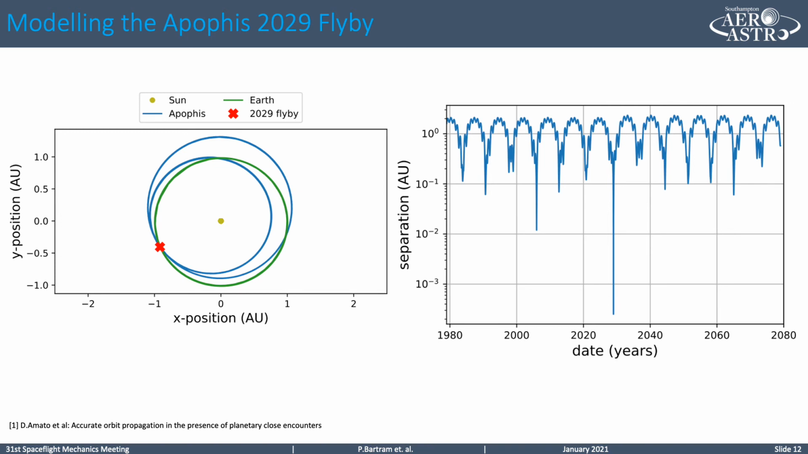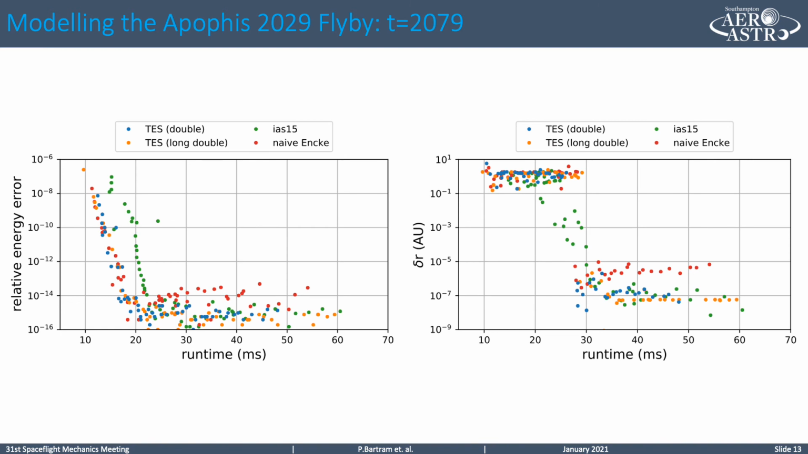We're going to look at the total energy and positional error of Apophis at the end of the simulation in 2079, and also at the positional error at the time of closest approach in 2029. For this, we performed 60 integrations of identical initial conditions for each scheme, and we varied the tolerances across a wide range to produce convergence diagrams. First, let's consider the performance in 2079. The energy error is shown in the left-hand plot, and the position error of Apophis is shown in the right-hand plot, and these are both plotted against runtime.